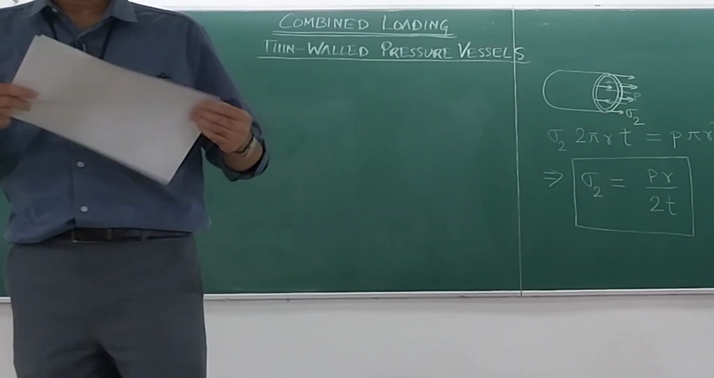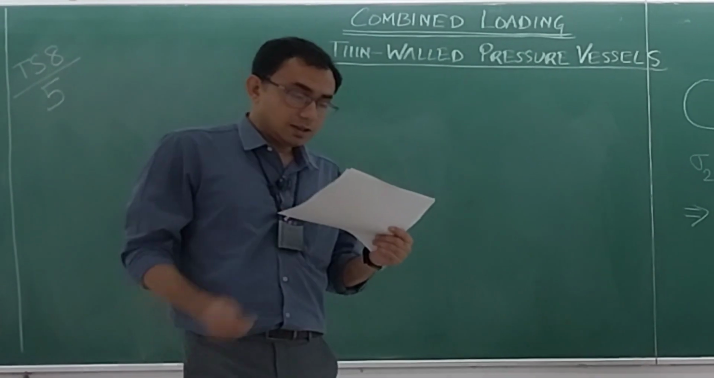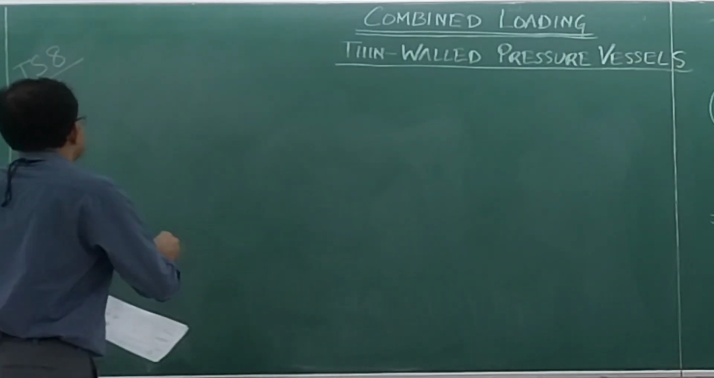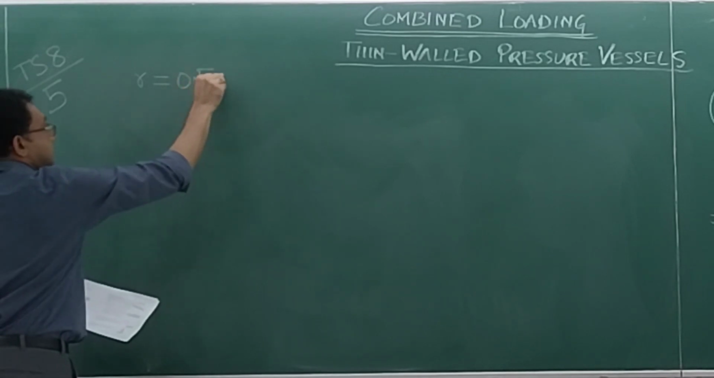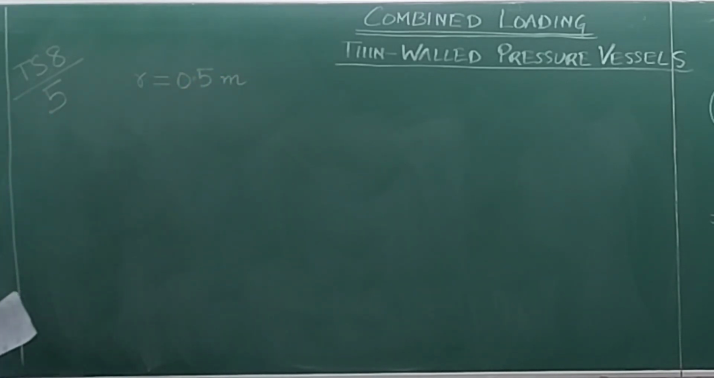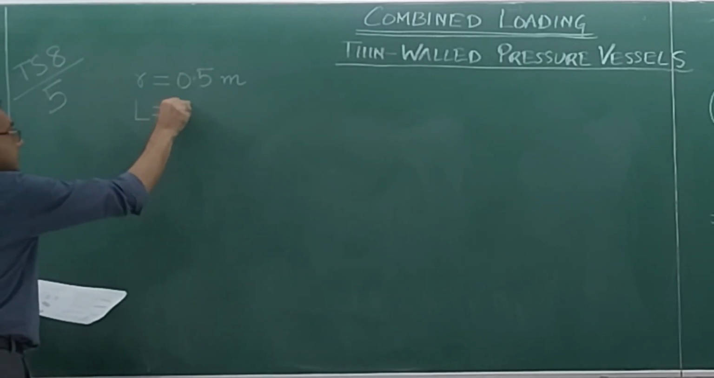So radius is equal to 0.5 meters. Not a small radius. Diameter is basically 1 meter, as I told you. And the length is 3 meters. Just imagine how big it is.